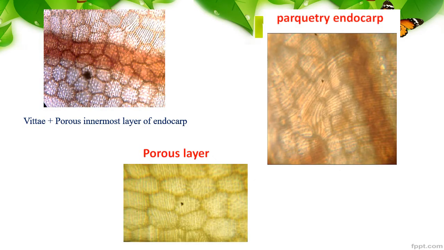Photograph showing a fragment of vitta, innermost layer of endocarp with parquetary structure, and porous layer of the mesocarp.